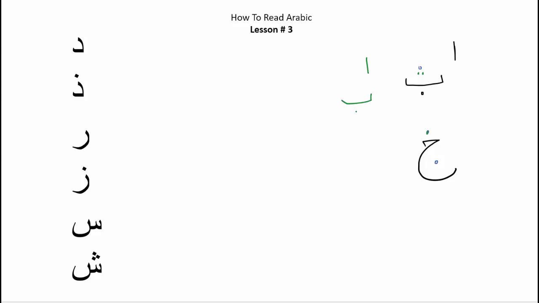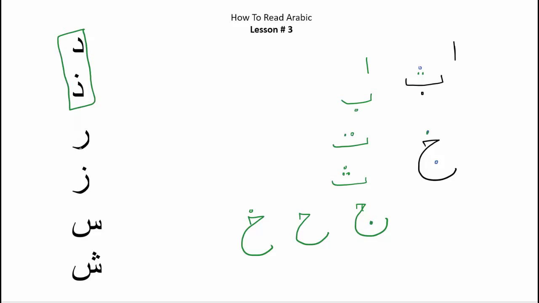You have alif, ba, ta. Write them down while I'm writing this, and then say it out loud. Tha, okay. Jim, ha, and then kha. Jim, ha, kha. And now you can see the similarities here: you have 2 letters that look kind of the same, 2 more letters that look kind of the same, and these 2 letters that look kind of the same.